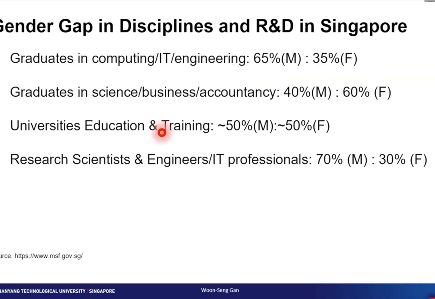But when it comes to research and R&D, engineers, IT professionals, those working professionals, the ratio is around 70% males and 30% females.